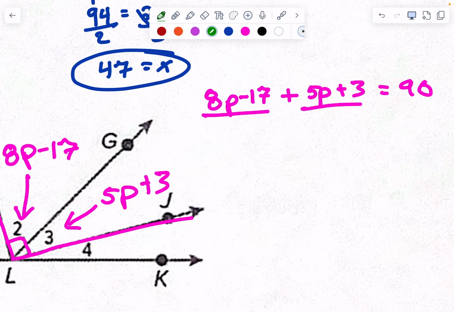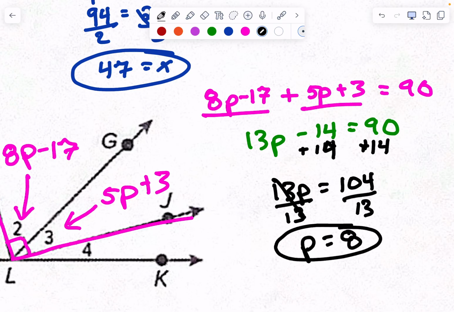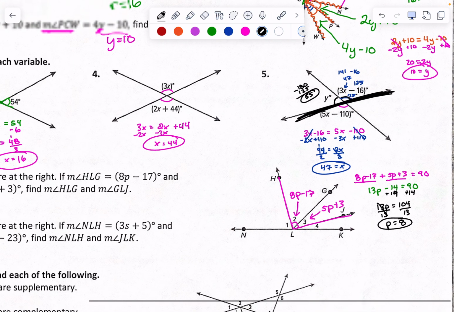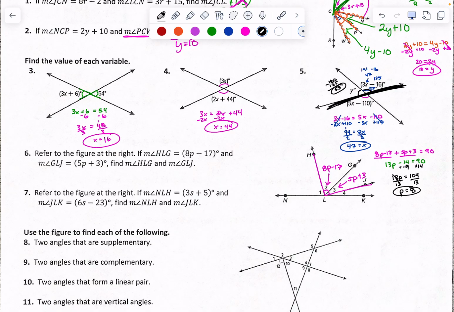13P minus 14 equals 90. Then let's add the 14. 13P equals 90 plus 14, which is 104. And if I divide by 13, that's got to be 8. P is 8.